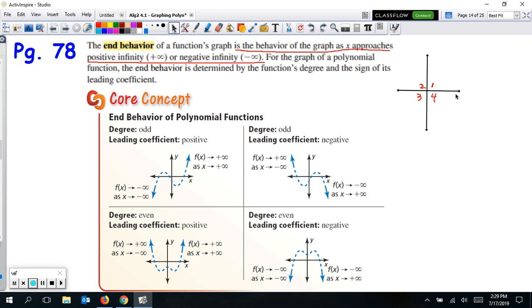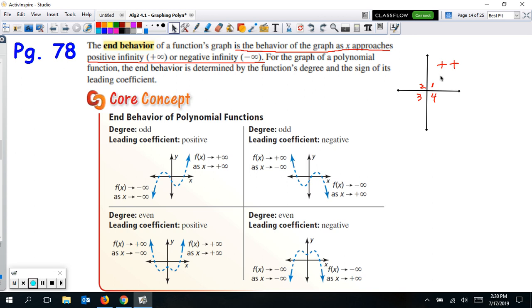Now in each quadrant, you have x and y's. In this first quadrant, they're all positive. Both x and y are positive. So this would be like our ordered pair: x is positive and y is positive. Now remember, it's always the end behavior: as x approaches positive infinity or negative infinity, what is the graph doing? The graph is what the y is.